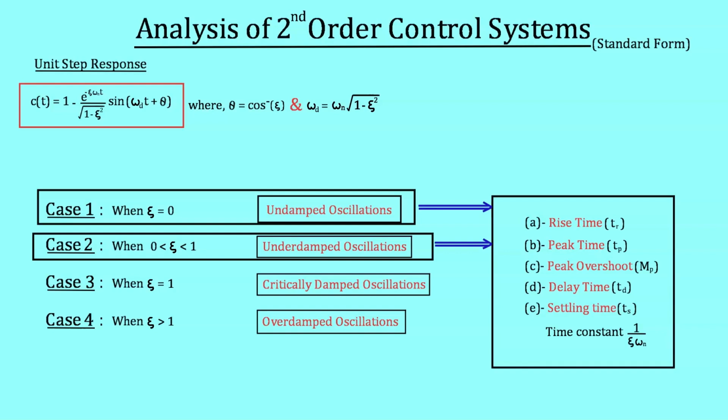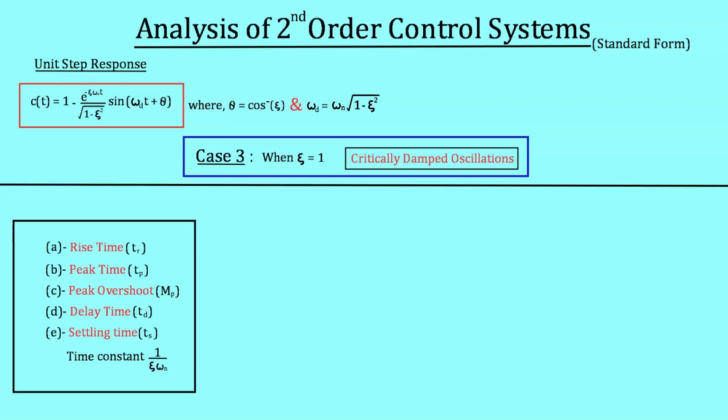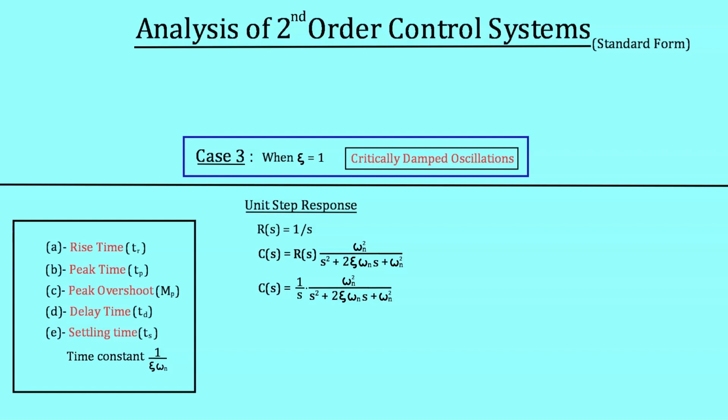Now let us consider the third case, which is the case of critically damped oscillations. We have derived the output equation for the case of underdamped oscillations, but unfortunately it is not valid here. We have to derive it again. We can easily find the Laplace transform of the output by putting the Laplace transform of the input multiplied by the transfer function of the system. Now we can simplify this equation further by putting the value of zeta equal to 1.